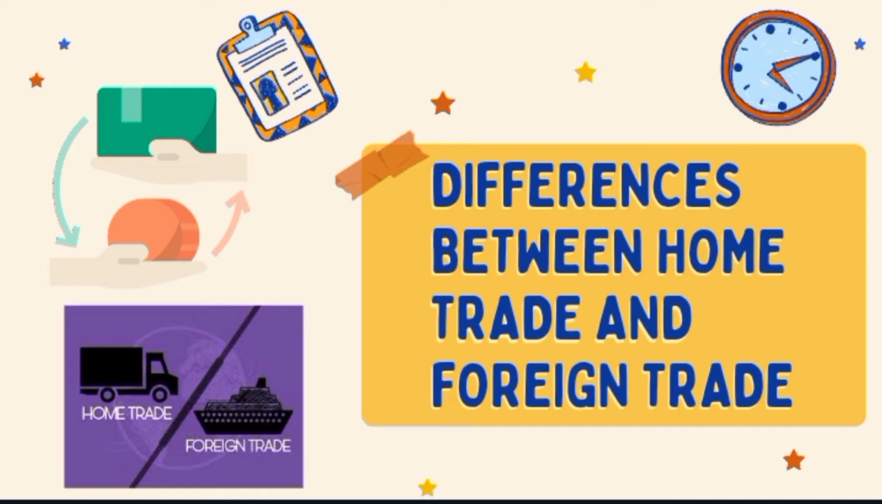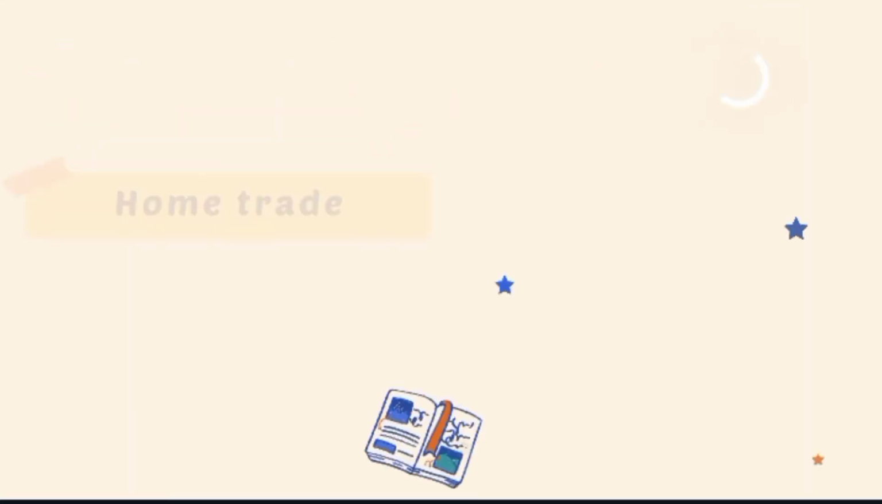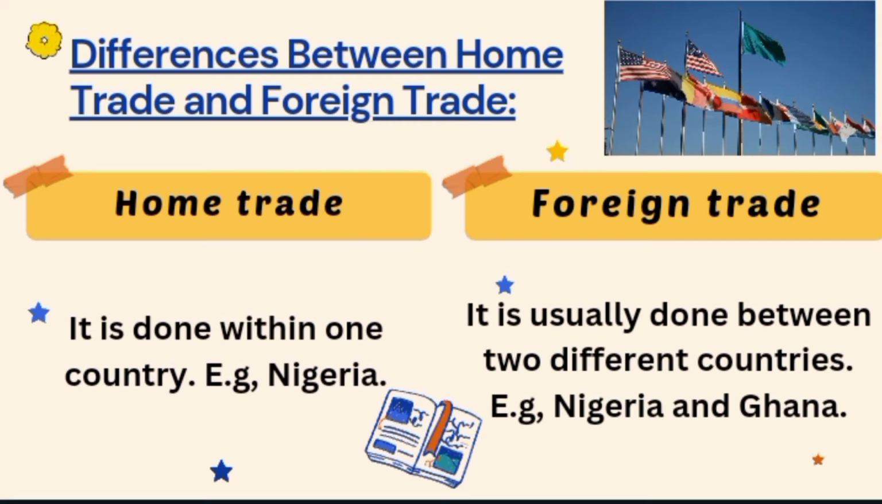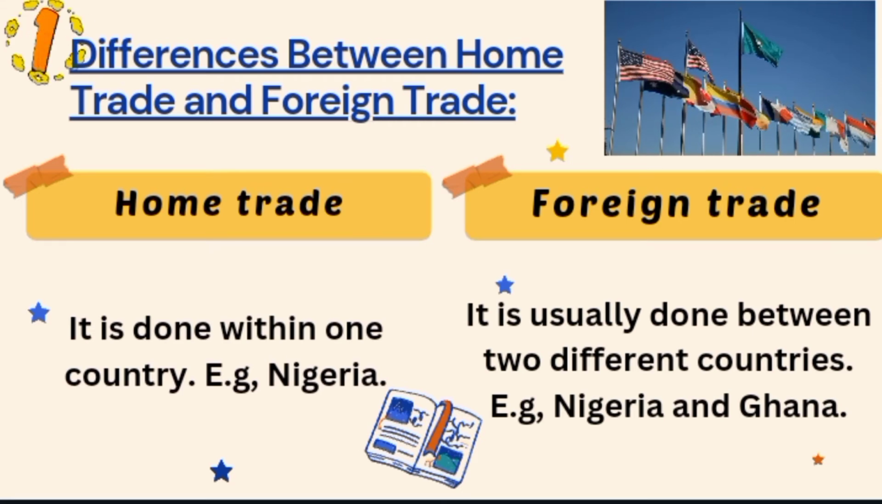The differences between the home trade and the foreign trade. Home trade is a trade that involves one country. It's a trade that is done within a country. For example, in Nigeria, when people buy goods from Edo State and take it to Delta State, it is an example of home trade. Then foreign trade is usually done between two or more countries, for example between Nigeria, Ghana, Togo, Cameroon, and the US, America, is known as foreign trade.